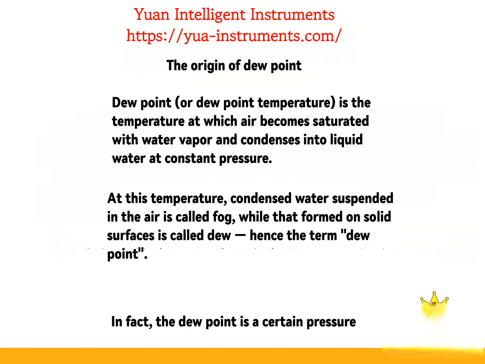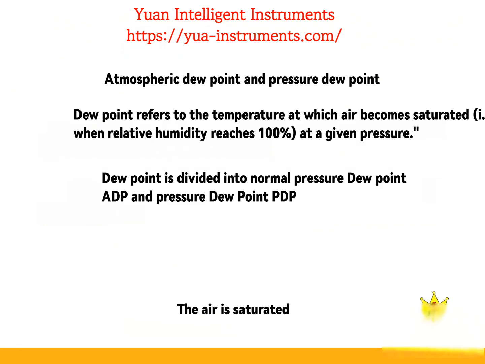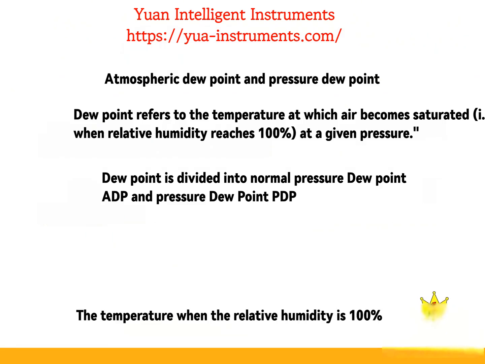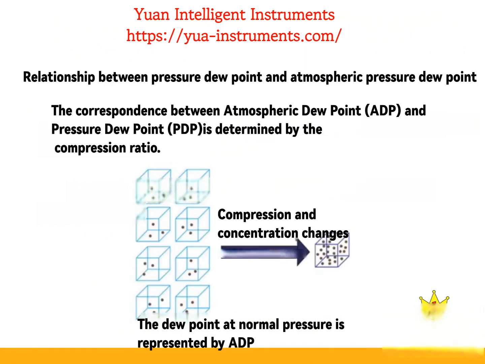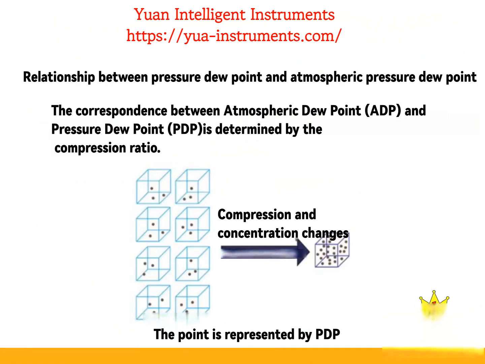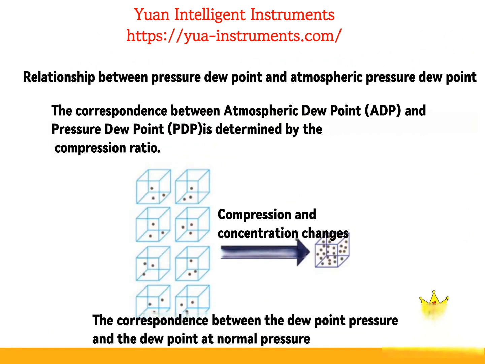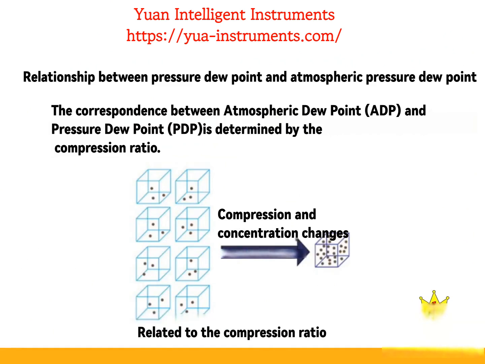In fact, the dew point is the temperature at a certain pressure when the air is saturated, when the relative humidity is 100%. The dew point at normal pressure is represented by ADP. The pressure dew point is represented by PDP. The correspondence between the pressure dew point and the dew point at normal pressure is related to the compression ratio.